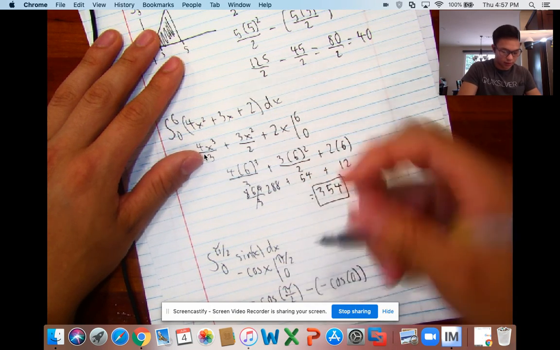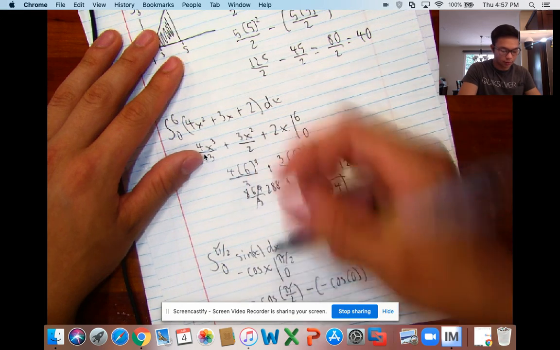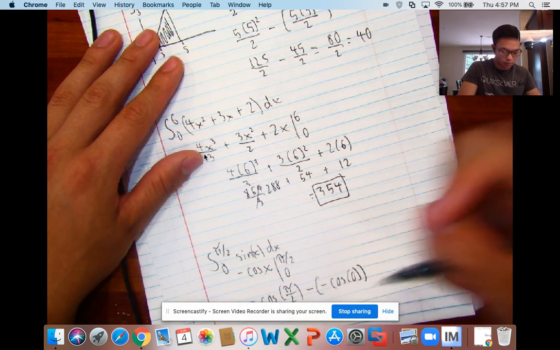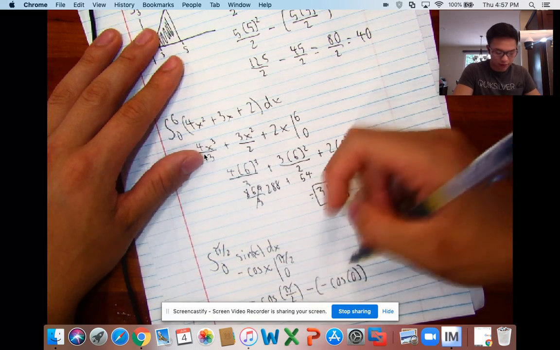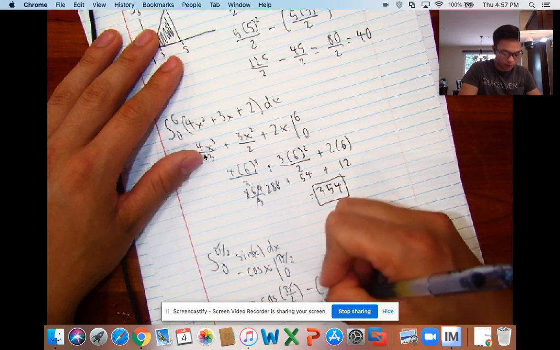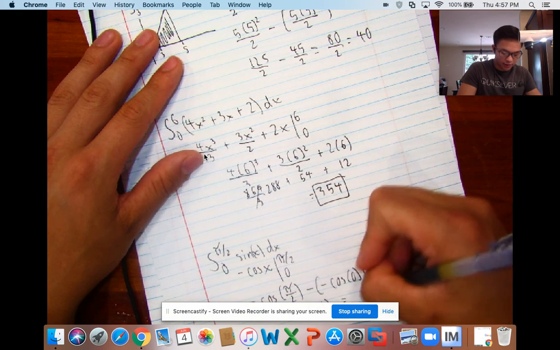We can solve this out. Negative cosine of pi over 2 will just be 0. And then you're going to subtract from that negative cosine of 0, which is going to be negative 1. So you're going to end up with your final answer of 1.